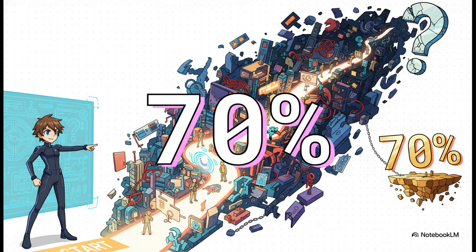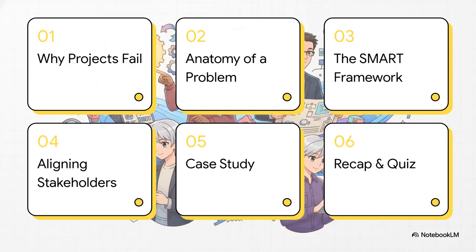70%. No, seriously, that is the staggering failure rate for projects across industries. Why? Well, it's usually because teams spend weeks, sometimes months, pouring energy into a solution only to realize they solved completely the wrong problem. It's like building a beautiful bridge to nowhere. If you don't define the problem correctly right at the starting line, it really doesn't matter how good your final solution is, right? So, here is our roadmap for today.